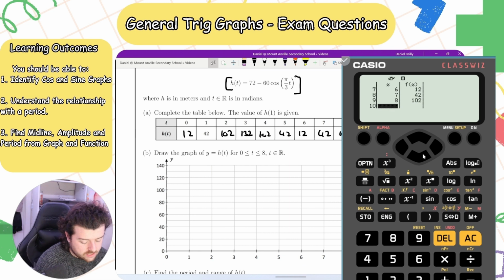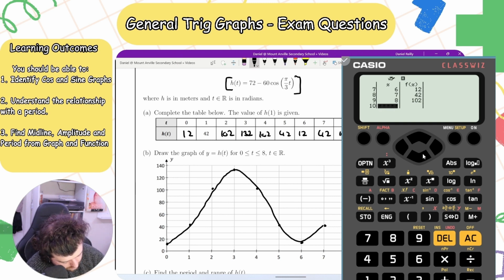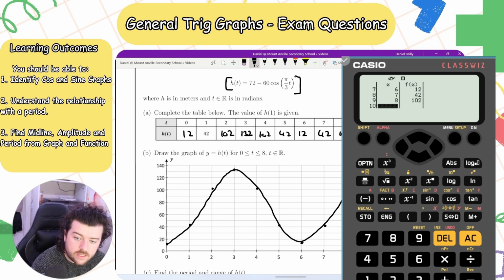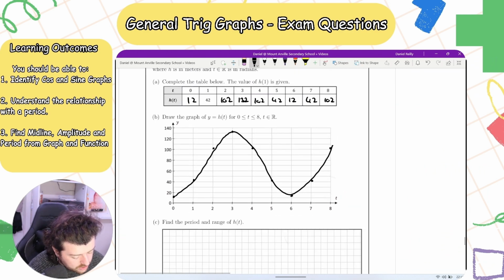Draw this graph. This is a nice question. So 0, 12, 142, 102, 3, 132, 4, 102, 5, 42, and then the last bit here. So there you go. Oops, you didn't see it there, it's calculator, but there is my graph. Perfect. Find the period and range of h(t).